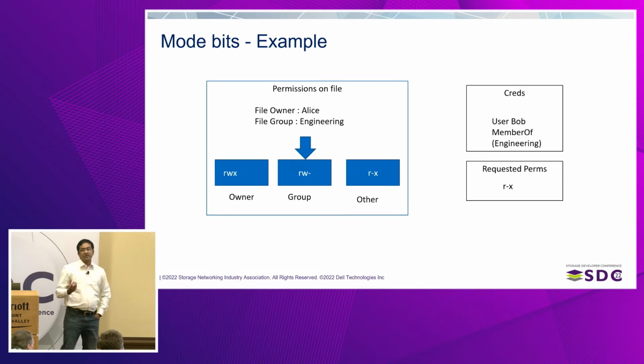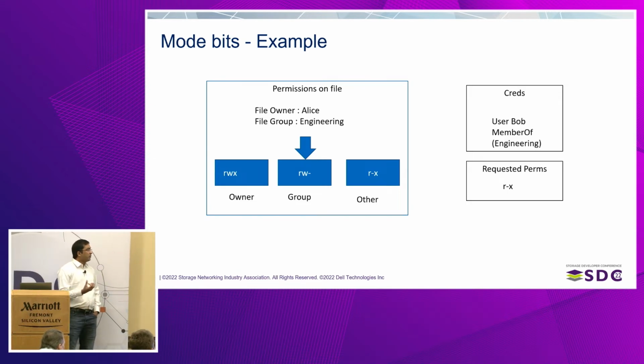So this is what I mean when I say first match. Because Bob is part of the group engineering, Bob is directly matched with those permissions. Now, why is this important? This is important when we compare with NTFS ACLs and when we try to understand how this relates to POSIX ACLs.